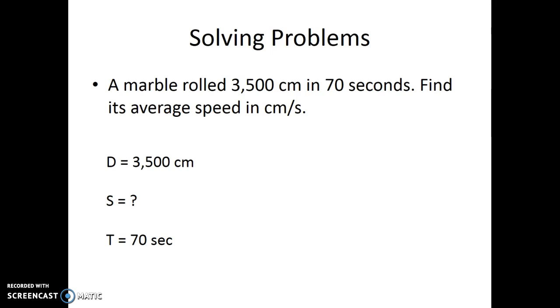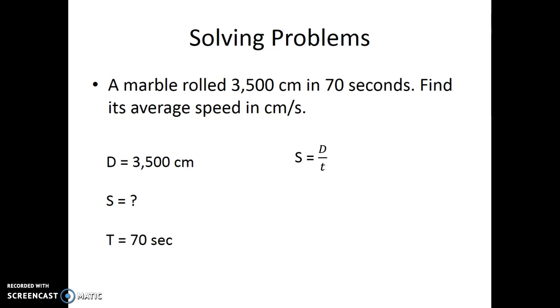It says, a marble rolled 3,500 centimeters in 70 seconds. Find its average speed in centimeters per second. I've already got my distance speed time chart over there on the left, and I want you guys to do the same. Fill in the variables that we already know, the distance and the time. In this problem, we're trying to find speed, so we'll use our speed formula. Speed equals distance divided by time.